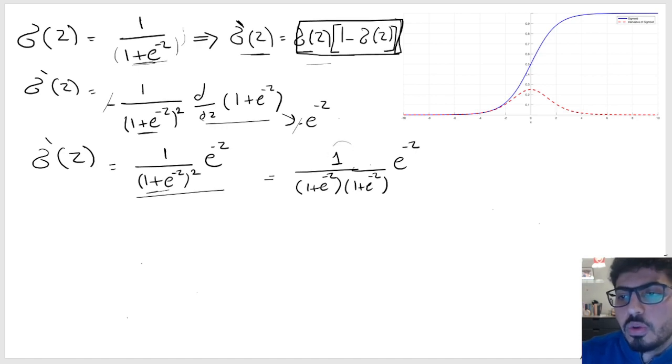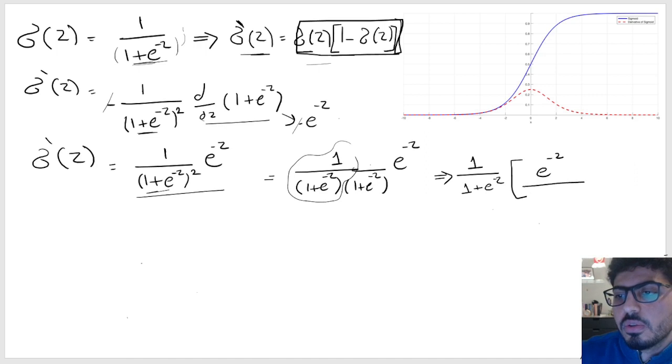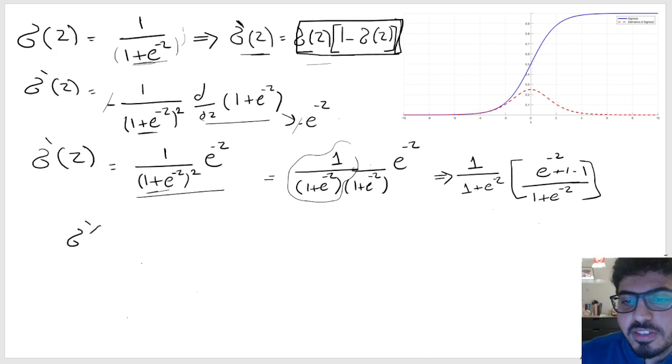Okay, now we're going to take 1 over 1 plus e to the negative z outside. So this will be 1 over 1 plus e to the negative z multiplied by e to the negative z over 1 plus e to the negative z. Okay, we're almost there. We're just going to apply one last trick, which is we're going to add 1 and subtract 1, which means we've done nothing. We've added 1 and subtracted 1 from the numerator. But this was a very smart trick, because now the gradient of the sigmoid function will look like this.